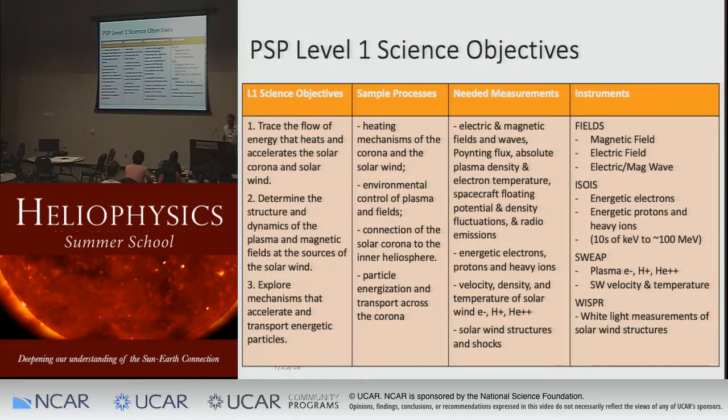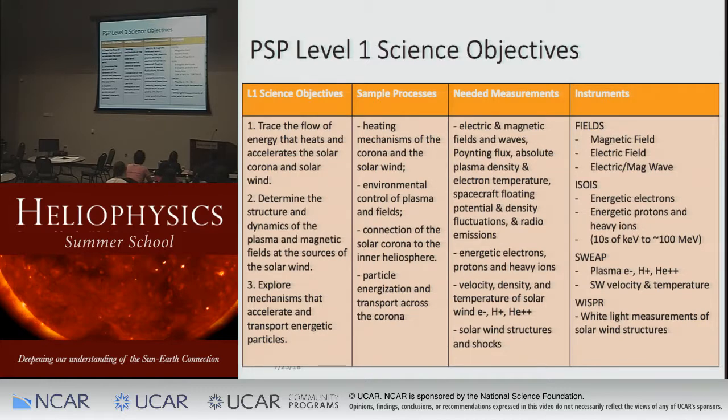I'll talk to you about the science and the mission and the instruments a little bit. The Solar Probe mission has these top-level 3 science objectives, on the left-hand side there. To trace the flow of energy that heats and accelerates the corona. So basically, what's the physics behind coronal heating? To determine the structure and dynamics of the plasma and magnetic fields at the source of the solar wind. So what's the plasma structure of the corona? And then 3, to explore the mechanisms that energize energetic particles.